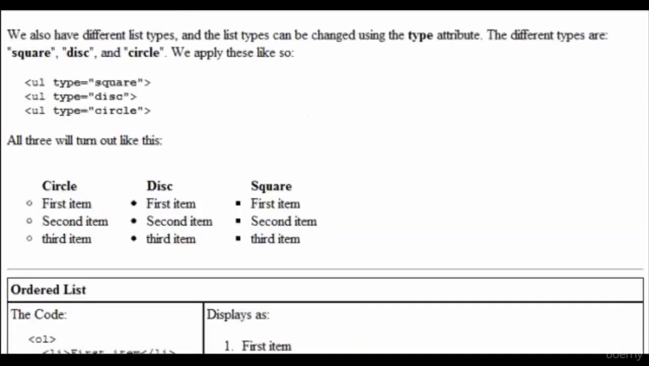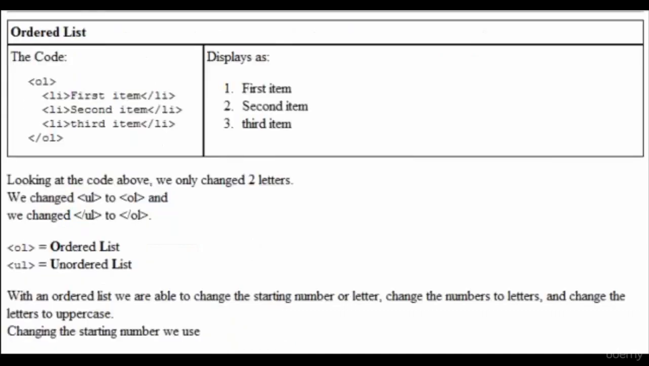We also have different list types, and the list types can be changed by using the type attribute. The different types are square, disk, and circle. To apply these, you just write the code like so. UL, and then you add the type attribute, and your value is either square, disk, or circle, and all three will turn out like this. Circle type has the hollow bullets, disk type will have full bullets, and square type, instead of having bullets, will have little tiny squares.